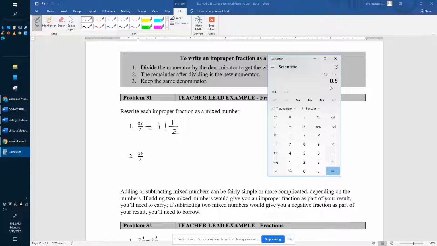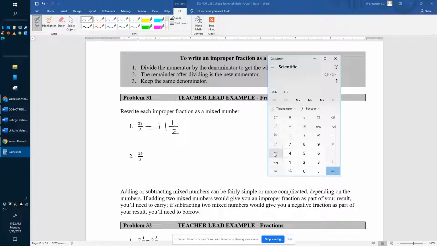So that's what our decimal would be. Now we have to convert that into a fraction. So I need to take that, multiply it by the denominator, times 2, and we get 1. And that's how I got the 1/2.